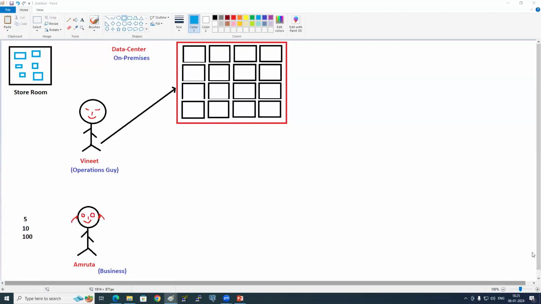So whenever she's coming, now Vinit is running. Yes or no? Whenever she's coming, Vinit is running. Okay, so you know the problem. The problem is, in this frustration situation, Amruta called Vinit and said, hey Vinit, yes, we got a new project.